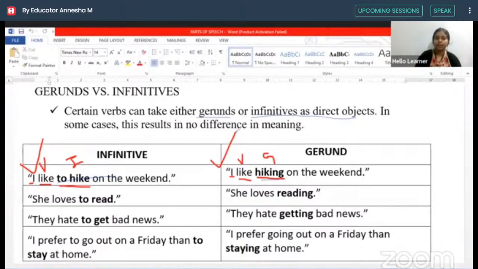So certain verbs can take either gerunds or infinitives as their direct object. So like जो word है, जो verb है, ये एक ऐसा verb है जो या तो gerund भी ले सकता है या फिर infinitive भी ले सकता है और दोनों के लिए इसका same मतलब आएगा. So I can say I like to eat a lot of cake. Okay, but I can also say I like eating a lot of cake. दोनों का मतलब बिल्कुल same है.